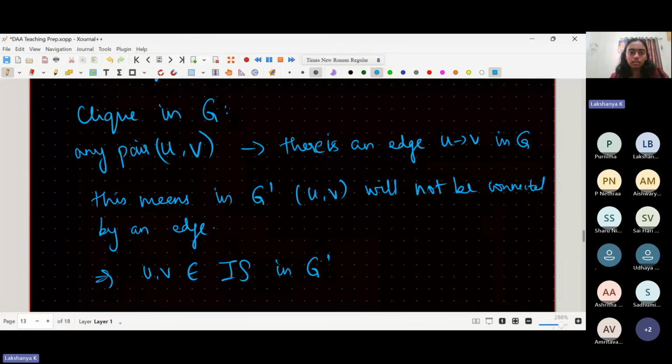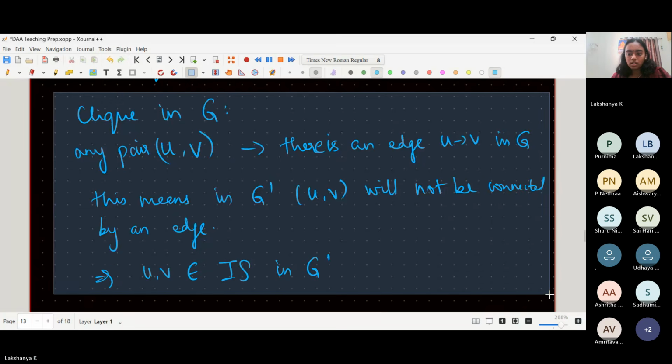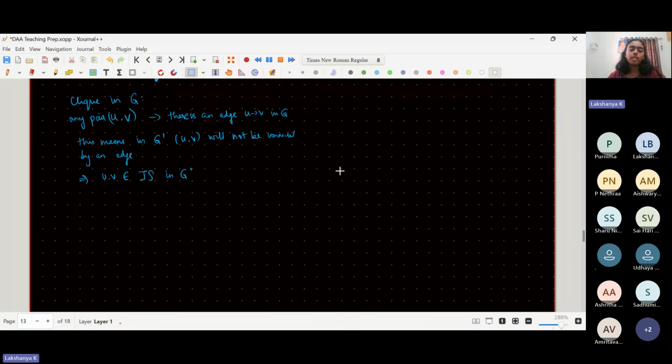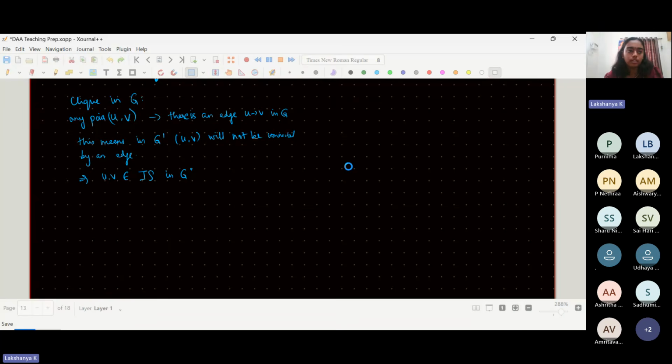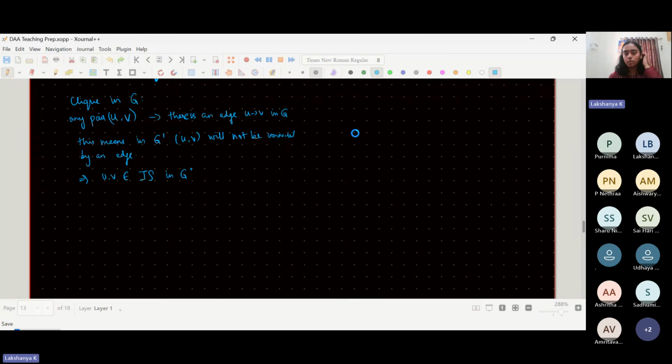Does this make sense to everyone? If they belong to a clique in one graph, it means they are connected in that graph, which means they will not be connected in the complement of that graph, because that's what a graph complement is, or the inverse of a graph, whatever you call it, which means they will belong to the independent set in that graph. So is the relation between clique and independent set clear?